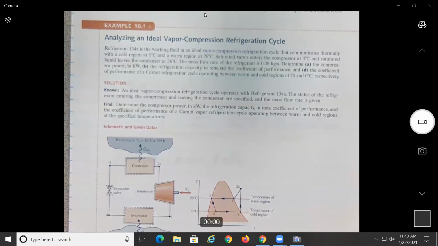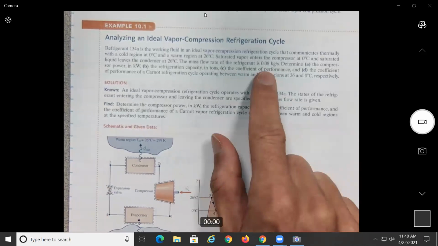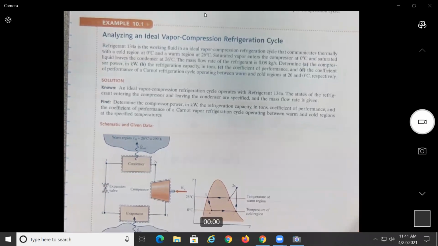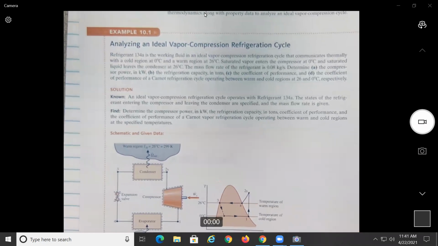The mass flow rate of the refrigerant is 0.08 kilograms per second. Determine the compressor power. So how much power is required? The refrigeration capacity in tons. I don't know what that is, so we'll figure it out. And the coefficient of performance. Okay, the coefficient of performance of a Carnot refrigeration cycle operating between the warm and cold regions at 26 respectively. Okay, yeah, I can do that. Part B is the only one that I'm not sure exactly what they're asking for.